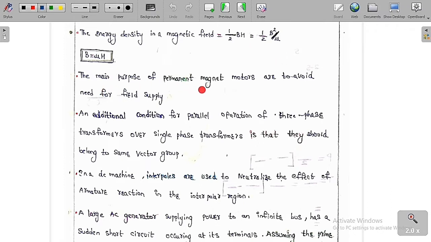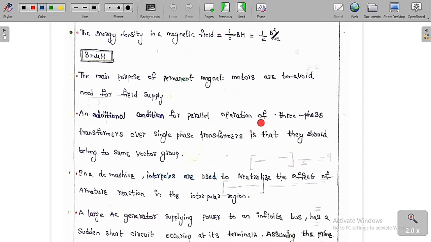The main purpose of permanent magnet motors is to avoid the need for field supply, because as we are going to use permanent magnets, we don't need any electromagnets. If you want electromagnets, definitely on a pole you have to move the winding and then you have to give the supply. So as we use permanent magnets, we don't need the field winding and we don't need the field supply also. Therefore, the main purpose of permanent magnet motors is to avoid the need for field supply.